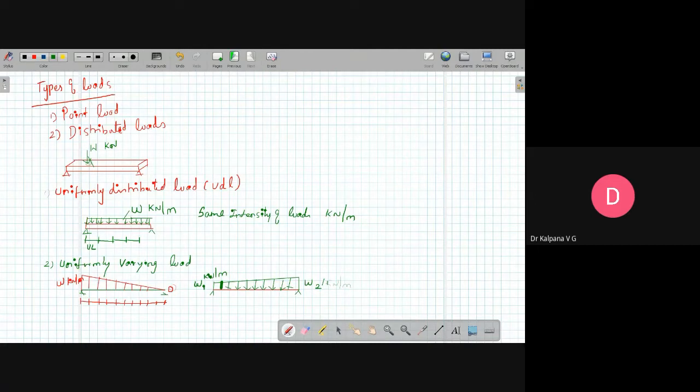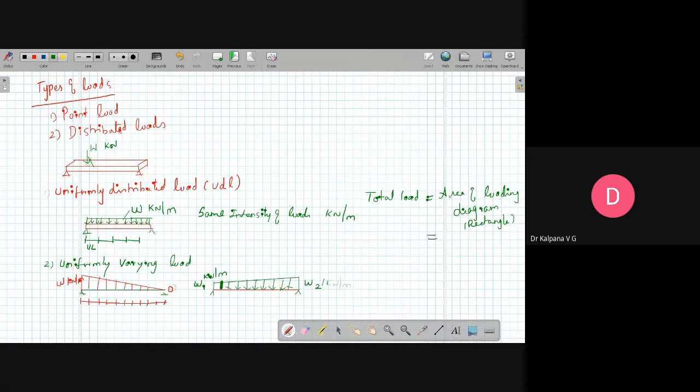So in case of point load, it will be easy to find the moment at support A, which is force into perpendicular distance. Whereas in case of UDL, uniformly distributed load, the very first step is to convert that into total load. So what is total load? It is nothing but the area of the loading diagram. So here the loading diagram is a rectangle, so it is a uniformly distributed load. So the total load is the area of the loading diagram, which is a rectangle.